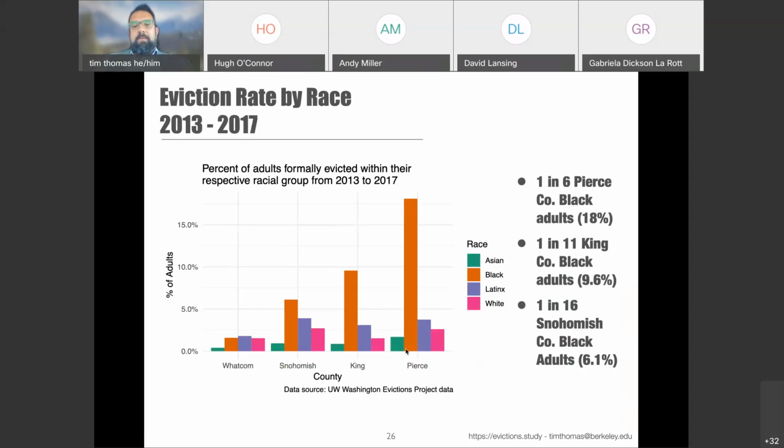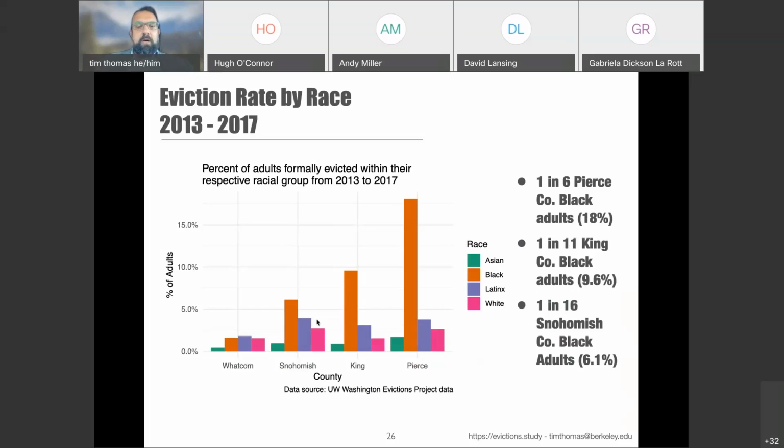And a lot of people that are being displaced or moving out of King County or Seattle are moving into Tacoma, which is the major city in Pierce County. So there's a lot of interesting pressures as migration moves south in that direction. In King County, which I've been talking about most, 1 in 11 Black adults, or 9.6% of the Black adult population, were facing an eviction.